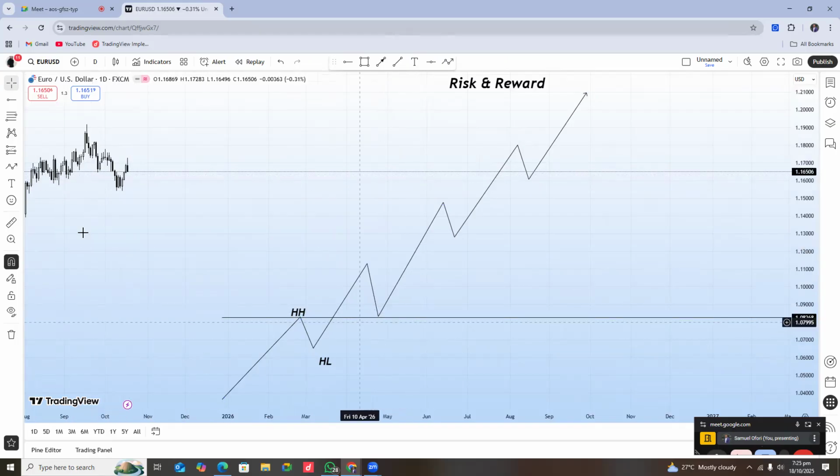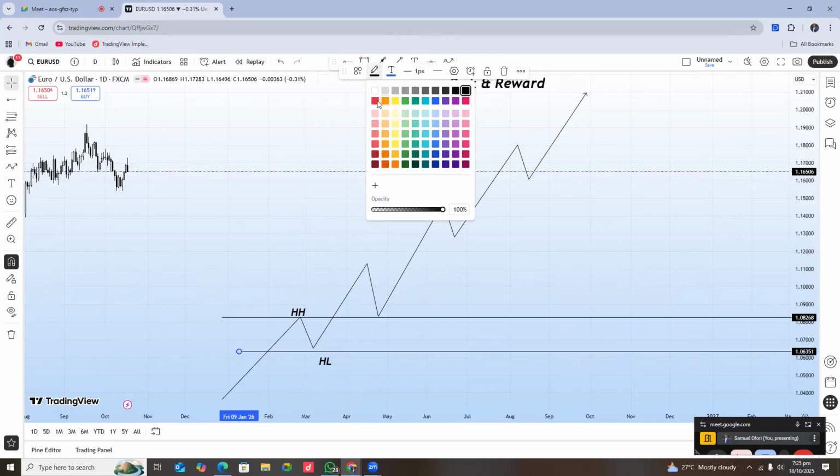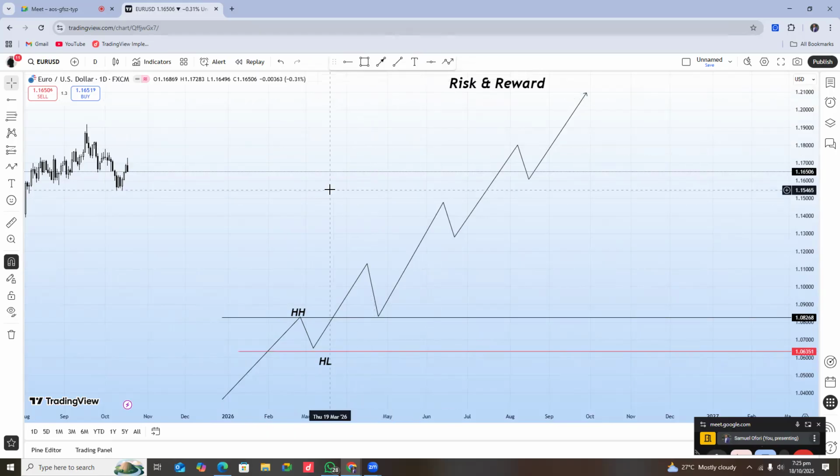If you enter upon the retest, we have learned that our stop loss must be below the previous higher low. So see, we are going to enter on what? The previous higher high, because this one will come as a retracement. So we have this higher high. We enter on the previous higher high, and our stop loss will be below the previous higher low. So I'm going to change the color to red. In trading we use red for negative, so red for the stop loss.